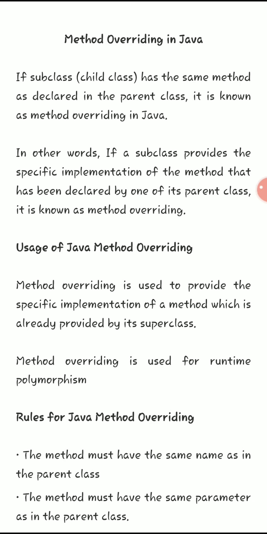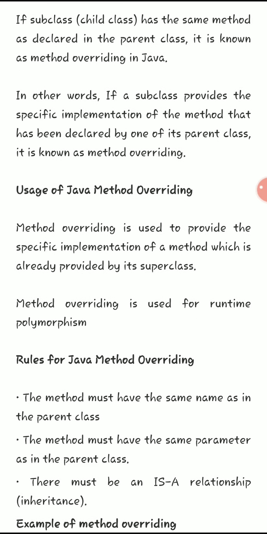So that is said here. If a subclass has the same method as declared in the parent class, it is known as method overriding in Java, because whenever inheritance is done, in the main class we will be creating the object for the derived class. Obviously the object for the derived class will invoke only its own method. So when we invoke that method using the object of the derived class, it will invoke only the derived method, not the base method. This is called method overriding.